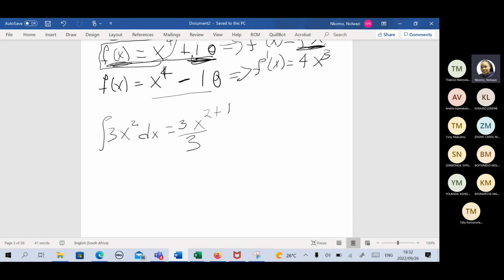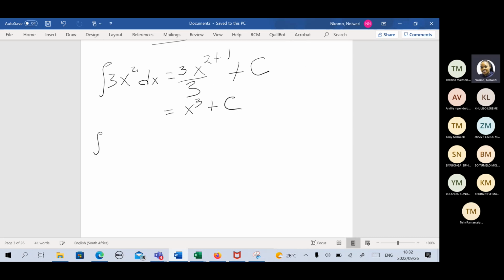Remember, we still have this 3, and then you divide by 3. Now, what I'm saying is you need to add some constant here to show that the original function maybe had a constant. Meaning here, this would be x cubed plus c, right? And the first one that we integrated, x to the power 10 dx, must be x to the power 11 over 11 plus c. And this plus c represents the constant of integration.